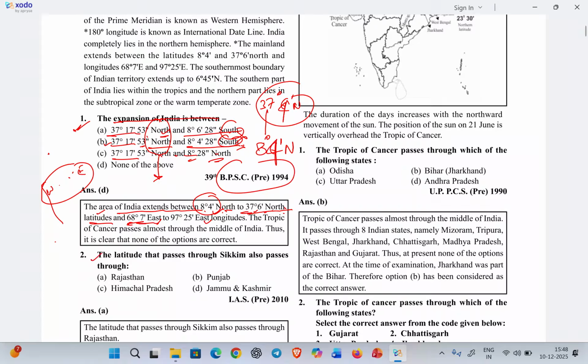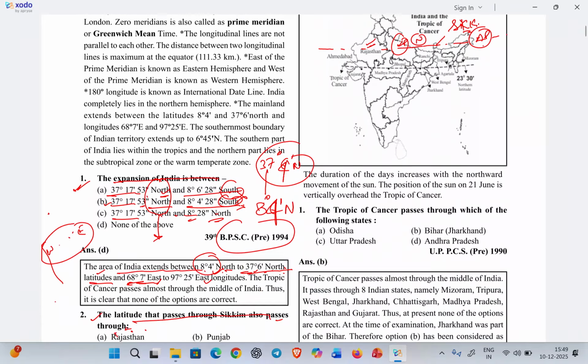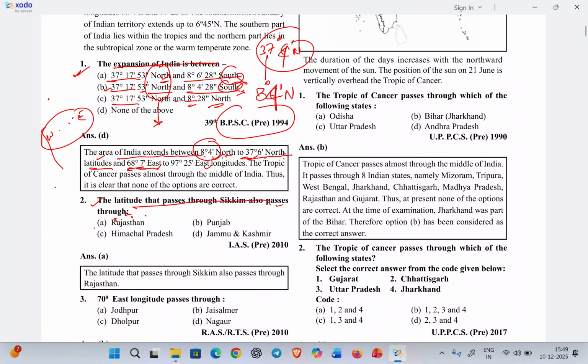The latitude that passes through Sikkim also passes through which area? We have to see Sikkim. So these are the latitudes which are the horizontal ones. This is Sikkim. If any line is passing through over here, it must be passing through Rajasthan, UP as well, Nepal as well, Arunachal Pradesh as well, right? Let's see what other options we have. Rajasthan we have. Punjab we don't, it doesn't pass through Punjab, Himachal Pradesh doesn't, Jammu Kashmir no.